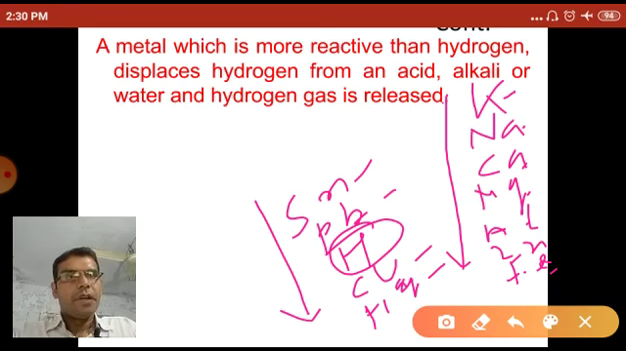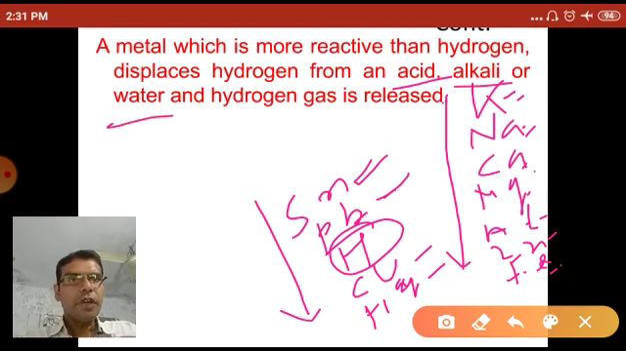So the metals sodium, potassium, calcium, magnesium, aluminum, zinc, iron, tin and lead all displace hydrogen gas, or release hydrogen gas, from the acid, alkali and water, because these metals are more reactive than hydrogen. But the metals copper, mercury, silver, gold and platinum are less reactive than hydrogen, and these metals do not release the hydrogen gas from the acid, alkali and water.